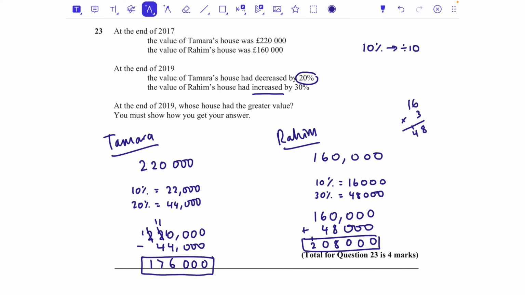So there we go. At the end of 2019, Raheem's house is now worth 208,000 and Tamara's house is worth 176,000. We need to answer their question, whose house had the greater value? And that was Raheem. And we can see that in the values there.